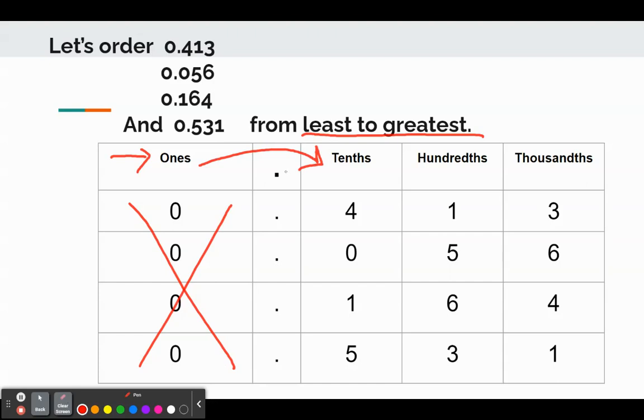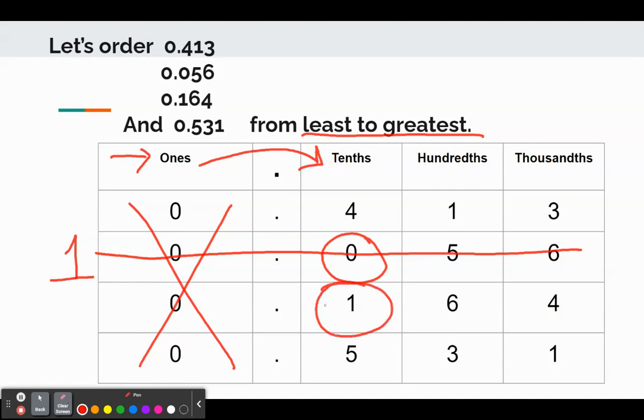So looking at my tenths, I can see 4 tenths, 0 tenths, 1 tenth, and 5 tenths. So we're looking for our smallest one. The number with 0 tenths is going to be our smallest. So I'm going to put a 1 right here, saying that's our smallest number. Now I'm going to cross that out. Now we're going to look at our next number. Okay, so now I can see a 1, 4, and 5. So the 1 is smaller than 4 or 5. So that means that 164 thousandths is my second smallest number.